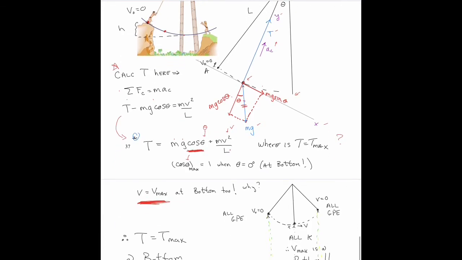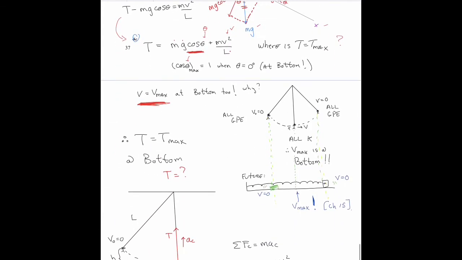Now let's argue why that is. Let's say he starts here, and he's swinging back and forth. He's at rest here, and he's at rest here. With respect to where he started, all the energy is gravitational potential energy here. Then it's all kinetic here. It's all potential when he comes up to this height, comes back here, all kinetic, all potential, all kinetic, all potential. So all of the energy is kinetic at the bottom. That means his speed is the biggest at the bottom.